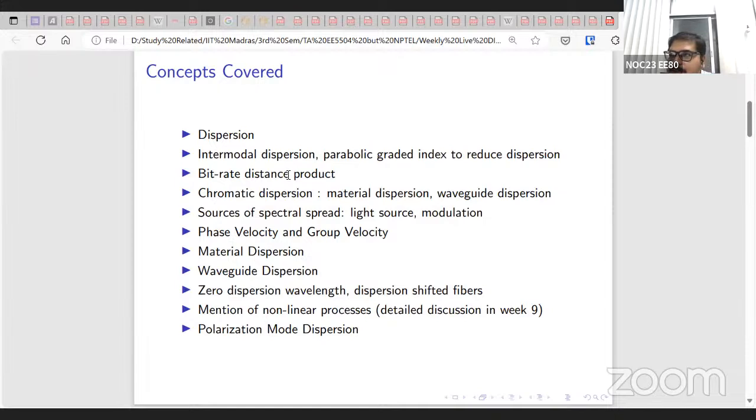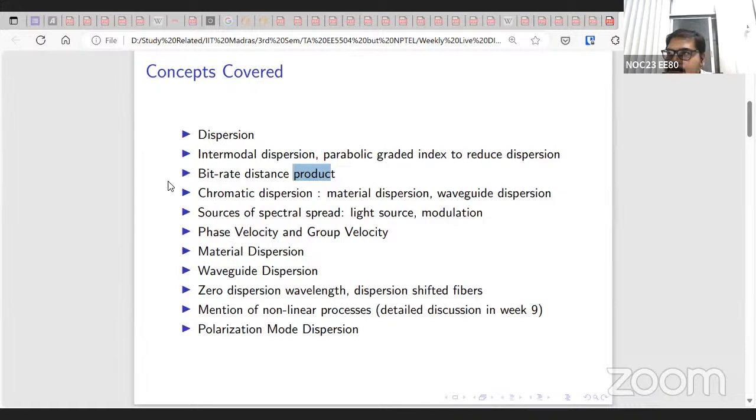Then we talked about bit rate distance product, but this was discussed only in the context of intermodal dispersion. But the same thing can also be applied to the other types of dispersion that we will discuss later. There's some construction going on in the background. I hope it's not causing too much of a problem. So bit rate distance product was discussed.